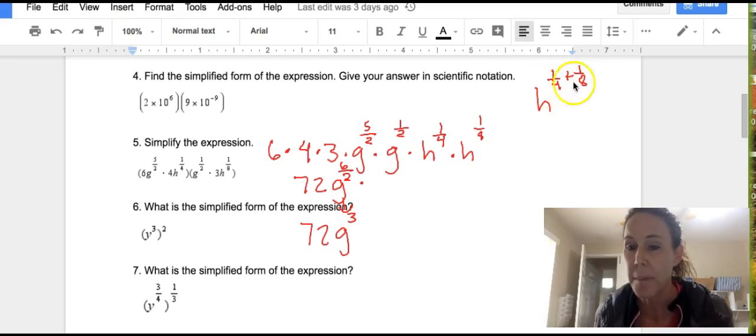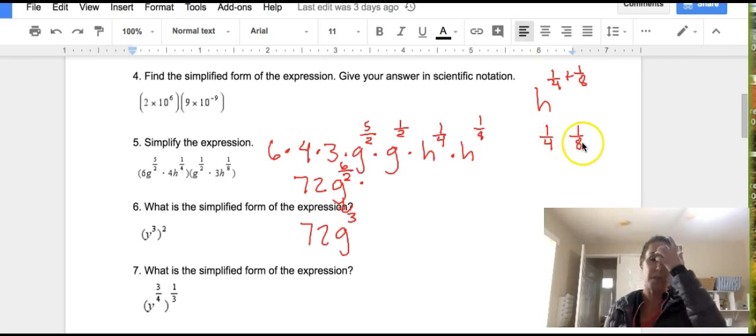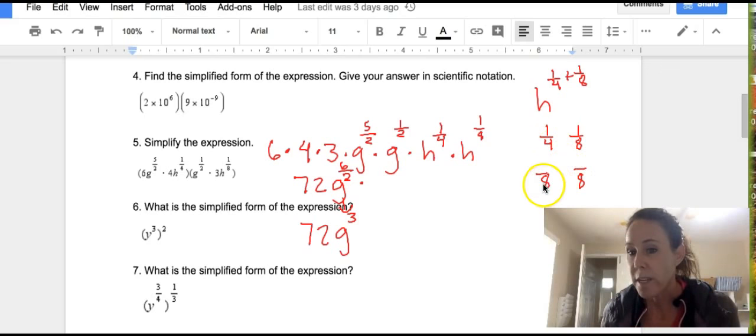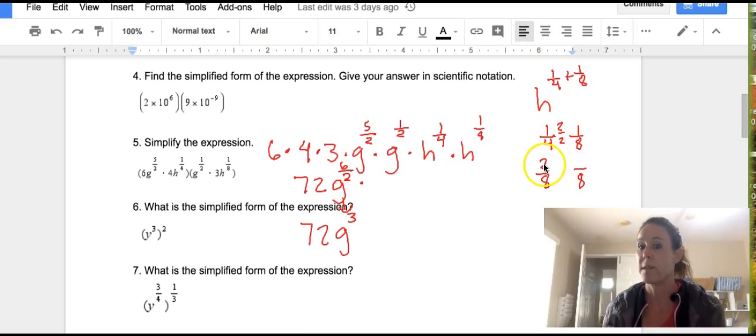I need to get a common denominator. So if I want to add 1/4 and 1/8, the common denominator of 4 and 8, well, 4 divides evenly into 8, so their common denominator is going to be 8. What times 4 gives me 8? 2. So that means I need to multiply the top and bottom by 2. 4 times 2 gives me 8. 1 times 2 gives me 2. So 1/4 is the same as 2/8.